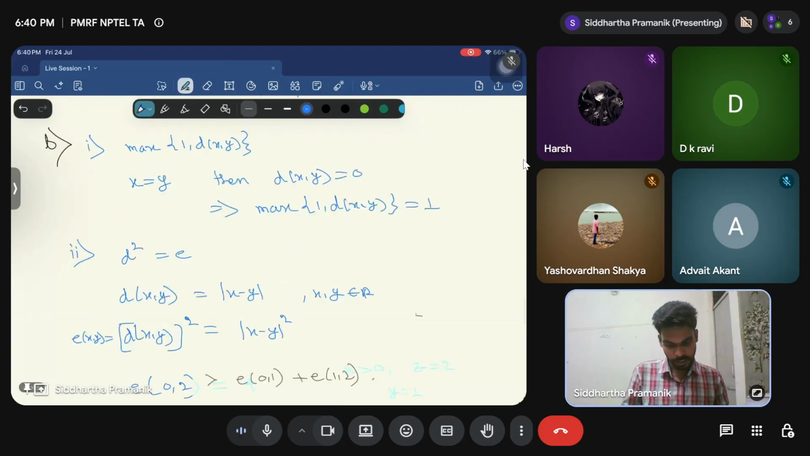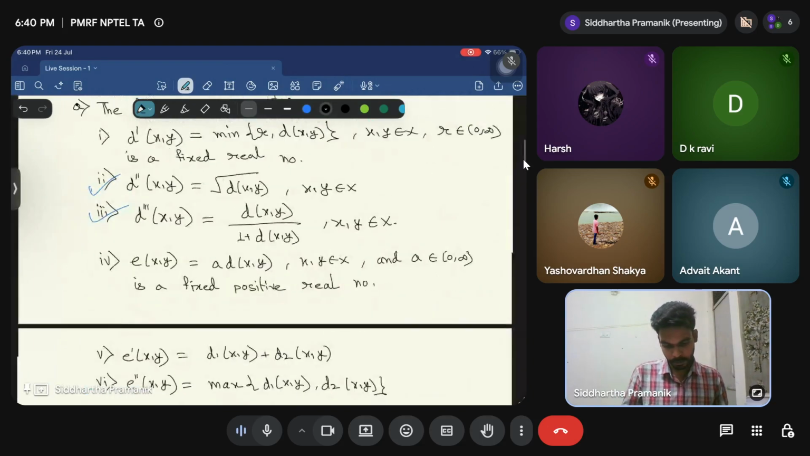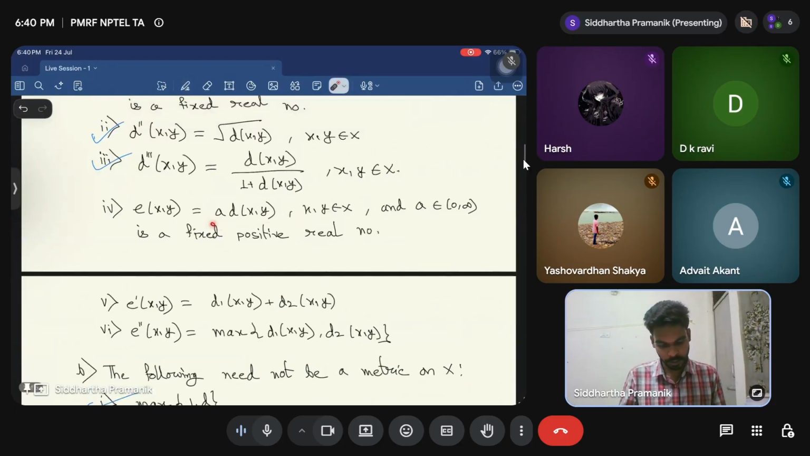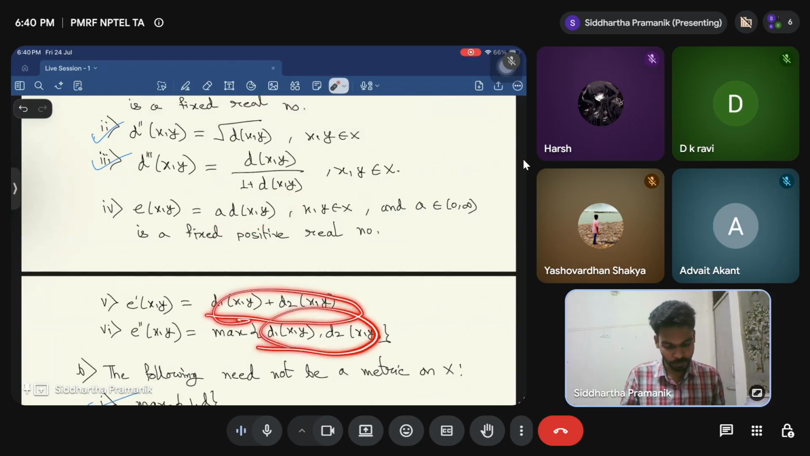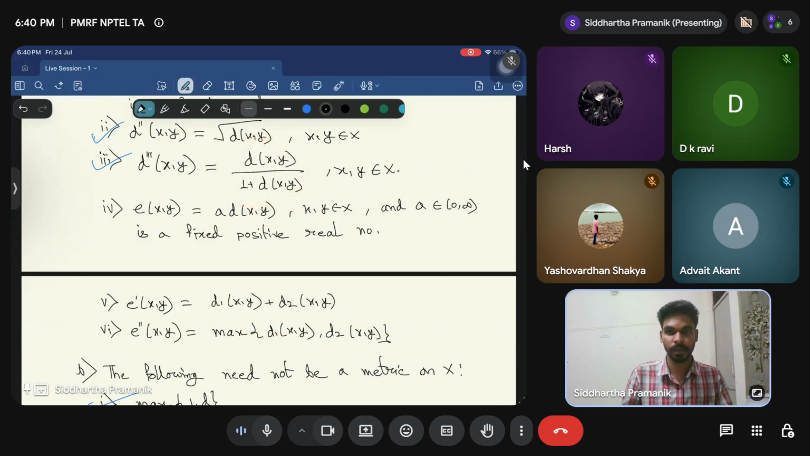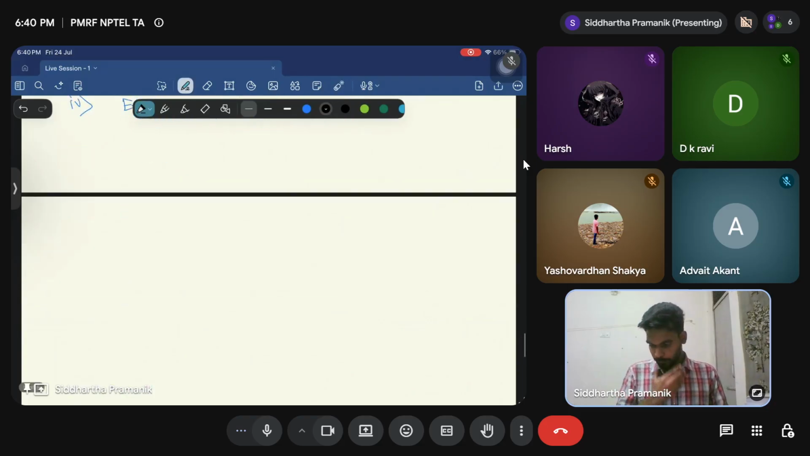Okay, so the first problem is done. So just try to remember at least which ones form a metric: the positive scalar multiplication, the sum of two metrics, the maximum of two metrics, d over 1 plus d. At least this type of things. Okay, let's move on. So based on this, let me give a quick question, and it appeared in GATE 2026.